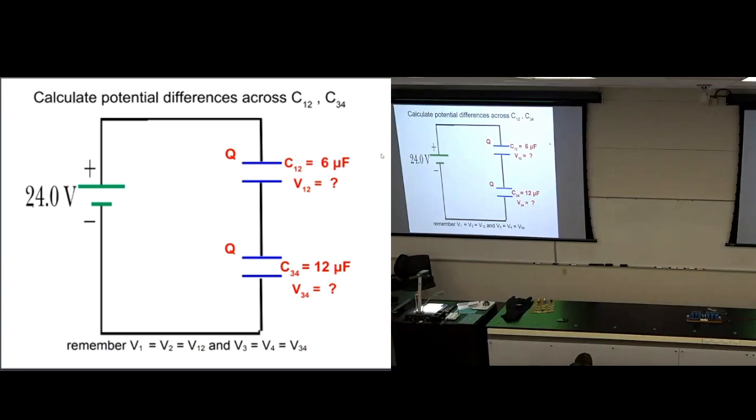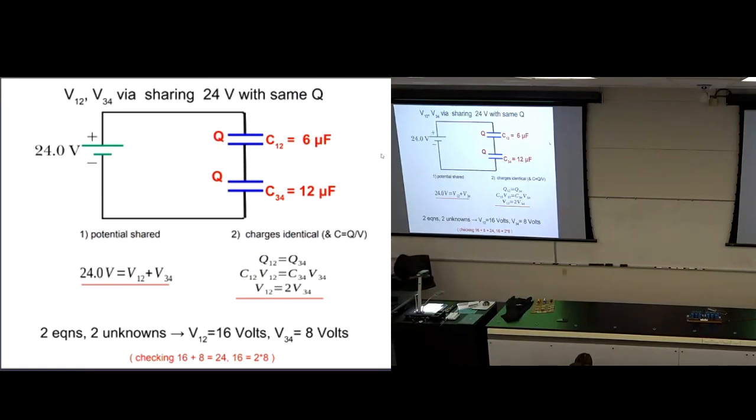That's a big step, because I can write down a couple of equations that allow me to find those two voltages. The sum of the voltage across C12 and the voltage across C34, because they're in series with one another, must be the voltage supplied by the battery. So I know the sum of V12 and V34 is 24 volts.